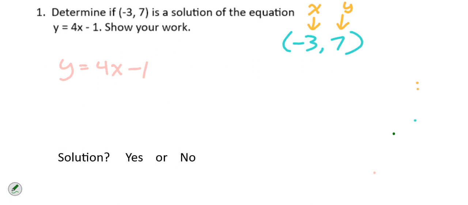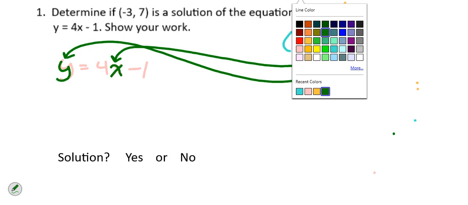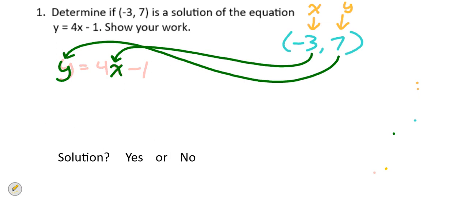So it's asking me this. It's saying when we see the x, instead of writing x again, let's plug the negative 3 in. And when we see the y, instead of writing y again, let's plug the 7 in. All right, so why are we doing this? Because if negative 3, 7 actually is part of this line, a part of this equation, then this statement's going to be true. And so what we'll do is this. We're going to put a 7 in instead of the y. We're going to bring down the equals. We're going to bring down the 4. Instead of writing x, we're going to write negative 3 and then the minus 1.